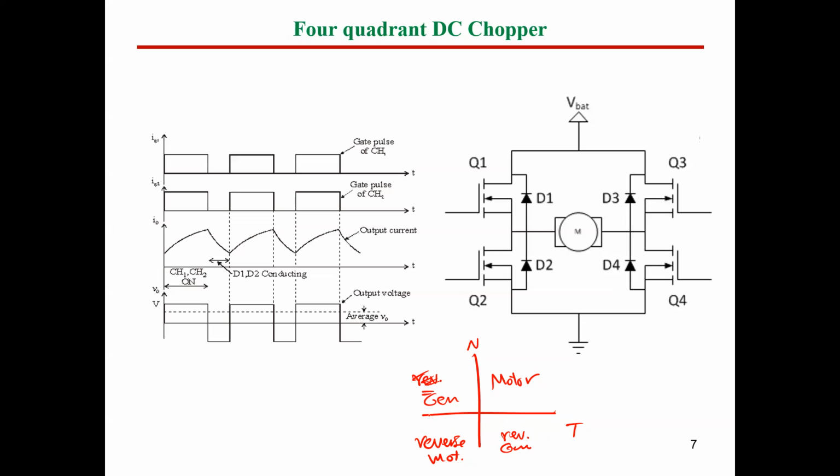How can we control the 4-quadrant operation? This can be controlled by means of controlling the 4 MOSFETs we have here. So we have certain techniques of control for this circuit, okay? And this circuit, as we said, is called the 4-quadrant DC chopper or class E DC chopper.